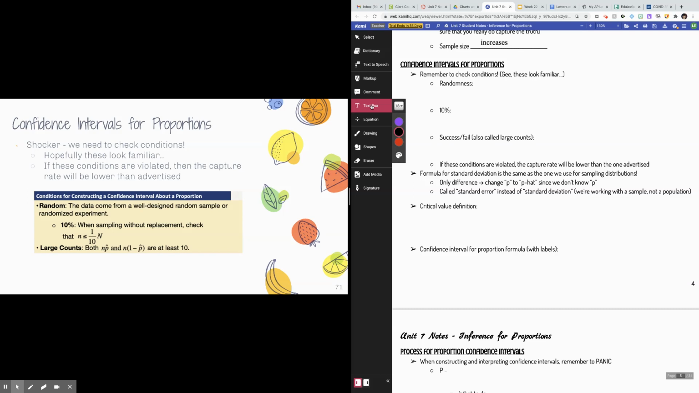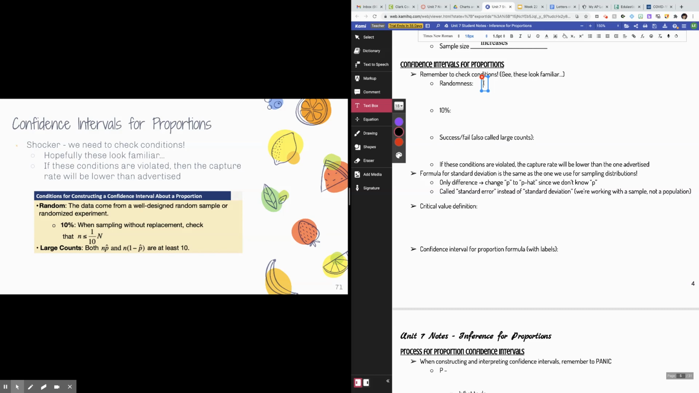First thing is, when you construct confidence intervals, there are some conditions that you have to check. I'm hoping that these look very familiar to you. You have your randomness condition, your 10% condition, and your success-fail condition, sometimes called your large counts condition. You can see the full written out definition on the left side of your screen, but I'm going to simplify it for you a little bit on the right side.